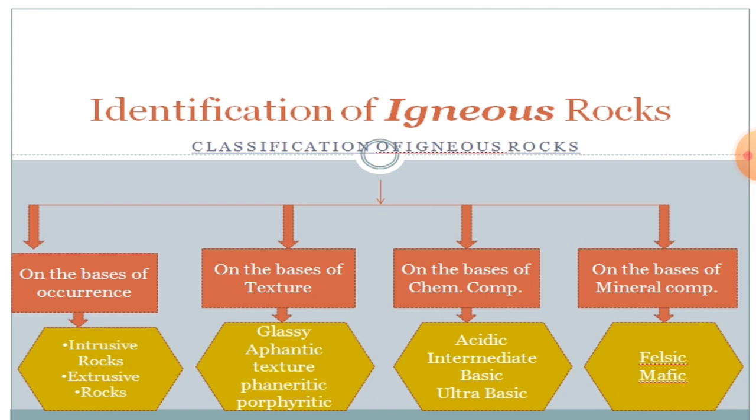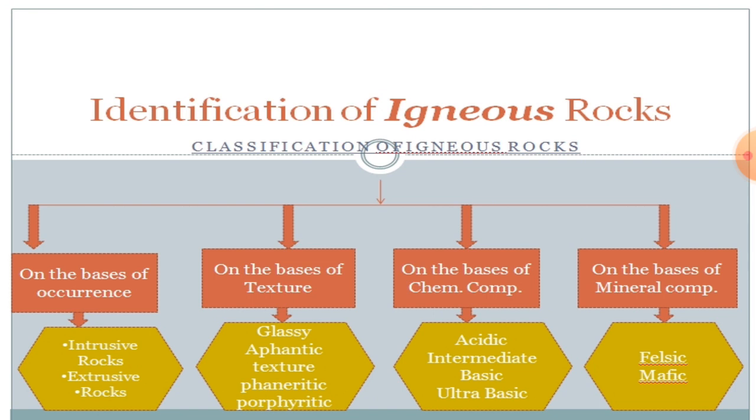Number 1, the glassy texture. Number 2, the aphanitic texture. Number 3, the phaneritic texture. And number 4, the porphyritic texture. Number 1, glassy texture. Rocks where the crystals are invisible and cannot be seen with the naked eye are called glassy textured rocks. For example, obsidian.